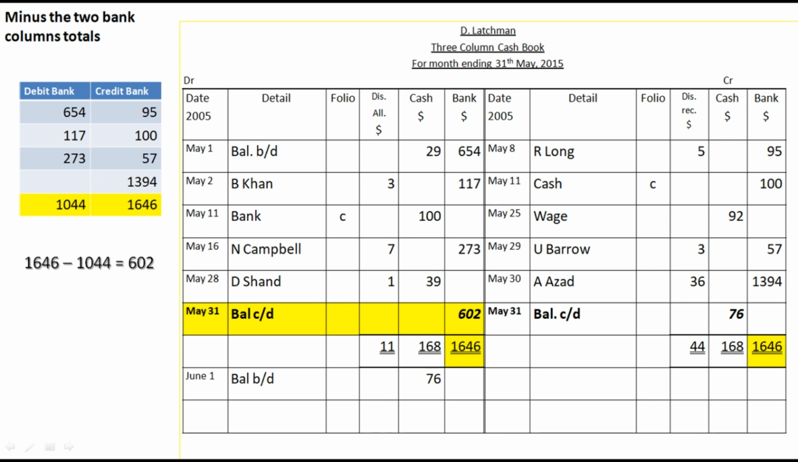A bank overdraft means when the business spent more money than is in the bank. So in this case, the business has $1,044 in the bank account, but they spent $1,646. They spent $602 extra that was in the bank account. So that means they owe the bank. So we have to carry down that money on the credit side in the next month. So June 1st, balance BD will be $602 on the credit side. That means that we owe this money in the bank.